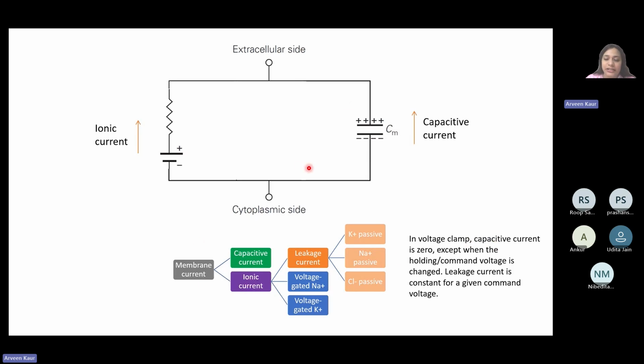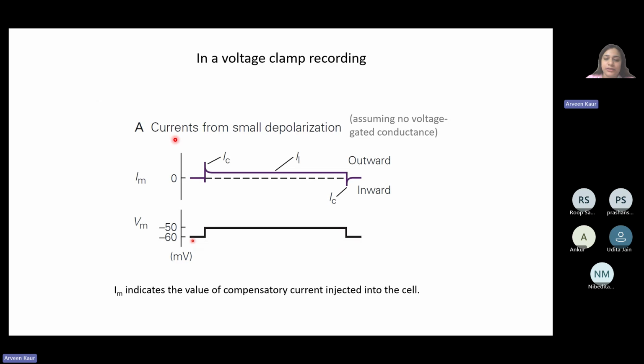Because voltage we are taking as zero, capacitive current is zero, except when the holding or command voltage is changed, right? Then the leakage current is constant for a given command voltage. So it will be constant only. This is an example of a voltage clamp recording.